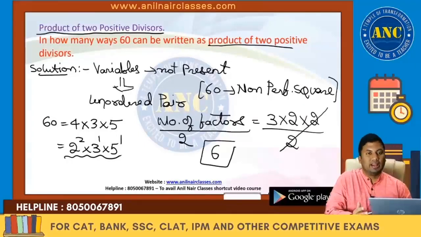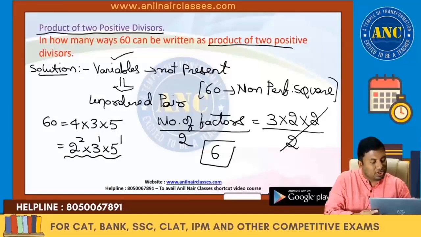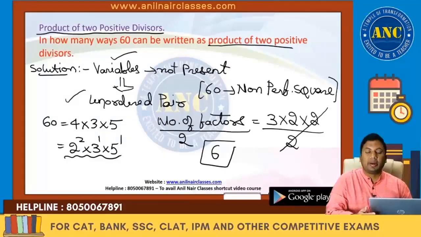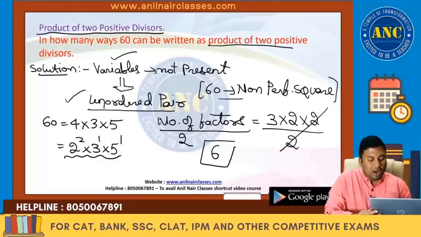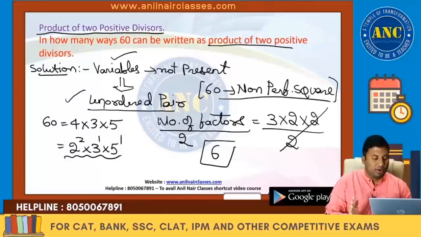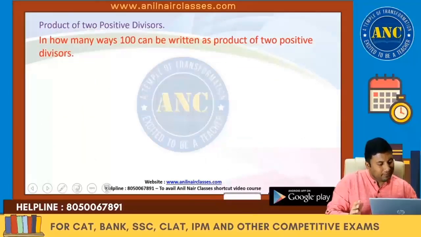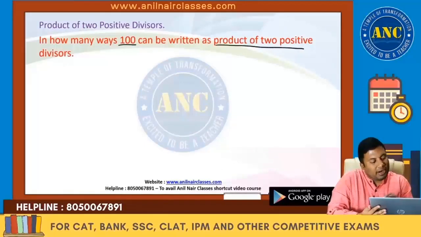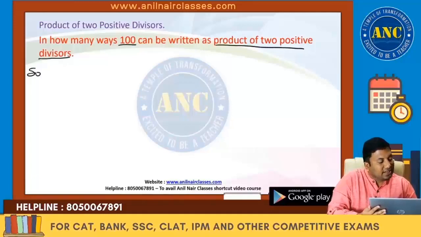I hope the idea is clear. Variables are not present in the question. Because variables are not present, it is an unordered pair and it is a non-perfect square. In unordered pair, if it is a non-perfect square, the answer is always number of factors by 2. So 2 square into 3 into 5: 3 into 2 into 2 divided by 2. Answer is 6.